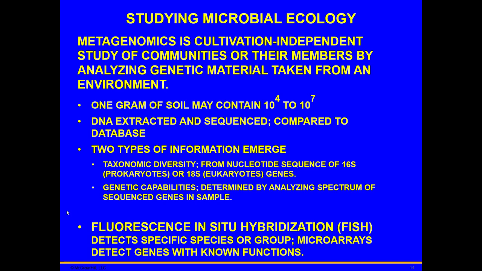There are two types of information that emerge that you do need to be aware of. One, taxonomic diversity. From the nucleotide sequences of the 16S, which you find in prokaryotes, and the 18S, that's in eukaryote genes, what you're really looking at are the rRNAs, the ribosomal RNAs, those genes for the different organisms. And you can isolate what's eukaryotic, what's prokaryotic, and even going further down from there to isolate some of the types of bacteria, for example.